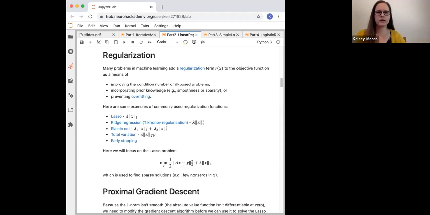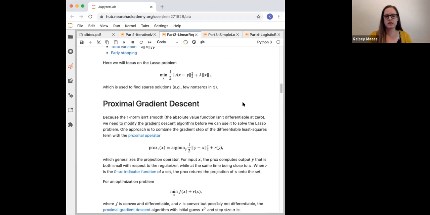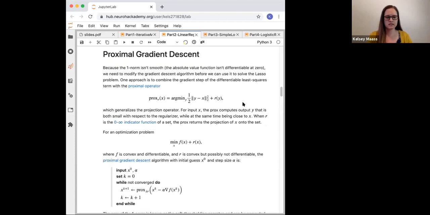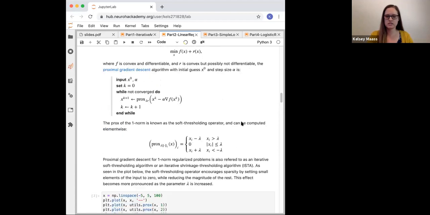Okay, so now we're into notebook 2. And here we're going to be looking at some regularization, specifically the lasso problem. So problems where we want to have a sparse solution. Unfortunately, the L1 norm with the absolute value isn't differentiable everywhere. So we actually use a variation of gradient descent called proximal gradient descent, which we provided some information here if you're interested.